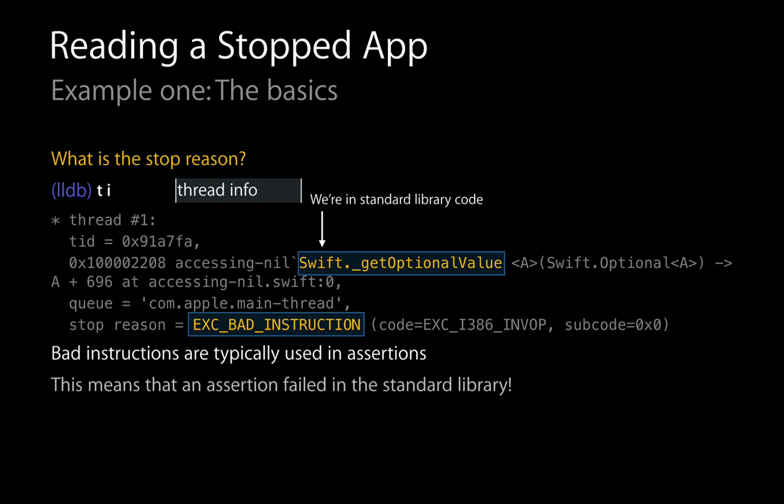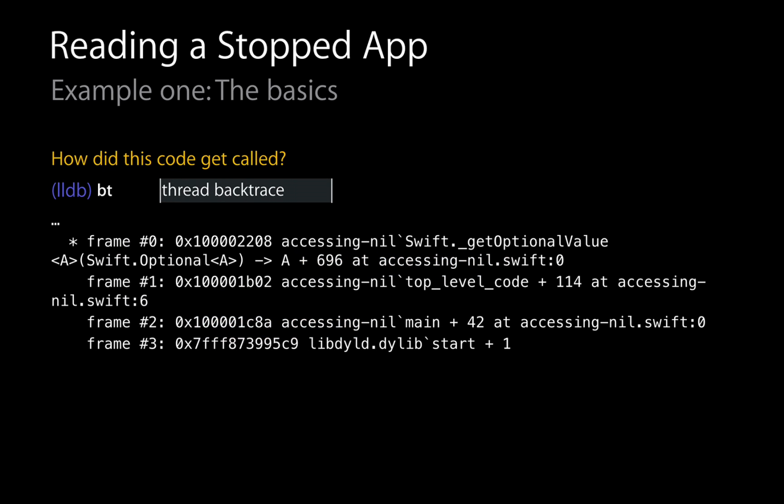So when you see exe bad instruction, what you should be thinking is assertion failure. Now, what we can see from this stop reason, without even looking at the stack or any of the stack frames, is that we failed an assertion in the standard library. Now, what might cause that to happen? OK, let's move on and have a look.